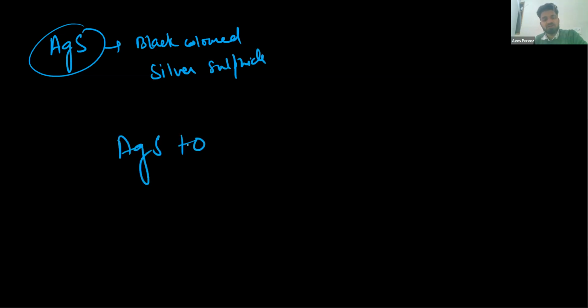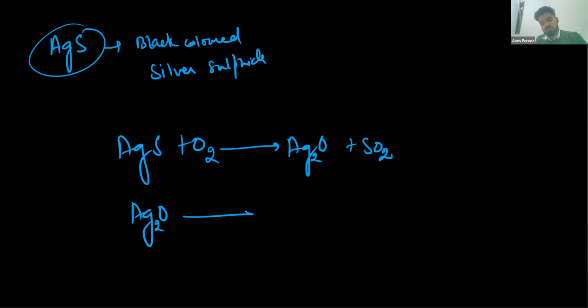When you heat it in the presence of oxygen, it will roast and give Ag plus AgO plus SO2. Further, when you keep on heating it, it gives Ag plus O2. So when you heat simple silver sulfide with the help of oxygen, the black layer will be removed. Okay.